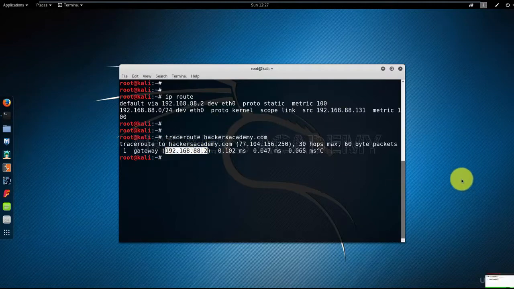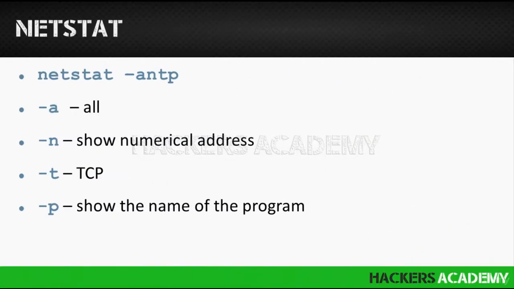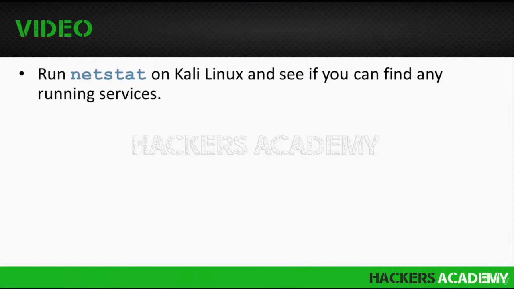Here's another post-exploitation tip for you. After compromising a host, you want to see what services are running on this host and what other computers or hosts on the network are talking to these services. And you can do that using the netstat command. Usually, you use it with the -antp options. A stands for all, so it shows you all the services running. N shows you the numerical addresses. T shows you the TCP protocol. And P shows you the name of the program that's running the service. I'm going to let you try that on your own. So your mission for this section is to run netstat on Kali and see if you can find any running services.